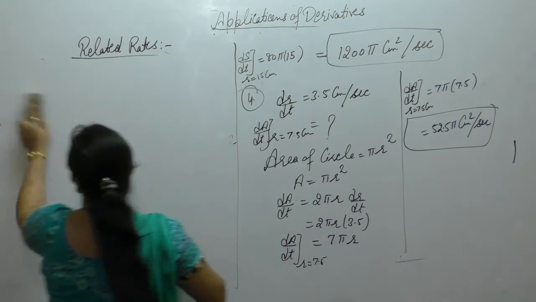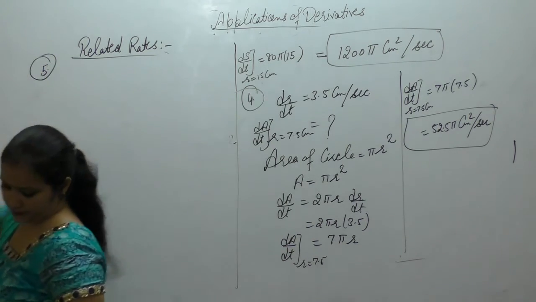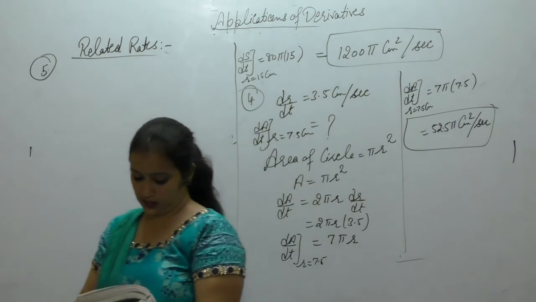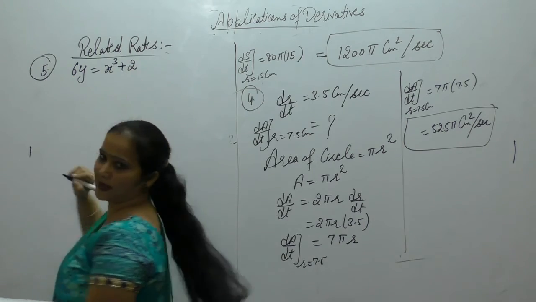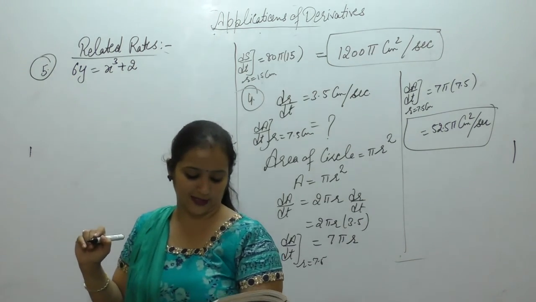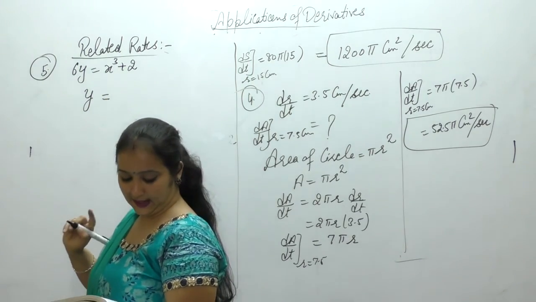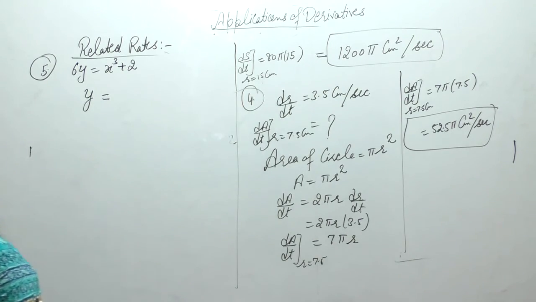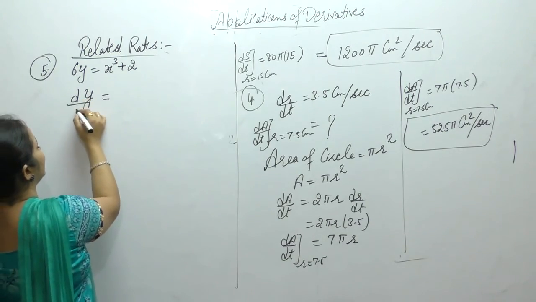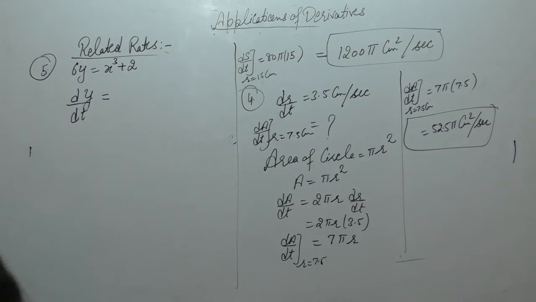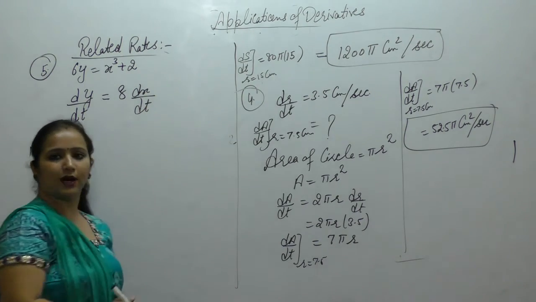Now the next one, question number 5. A particle moves along the curve 6y is equal to x cube plus 2. Find the points on the curve at which the y coordinate is changing 8 times as fast as the x coordinate. Now, the rate of change of y coordinate is 8 times the rate of change of x coordinate.